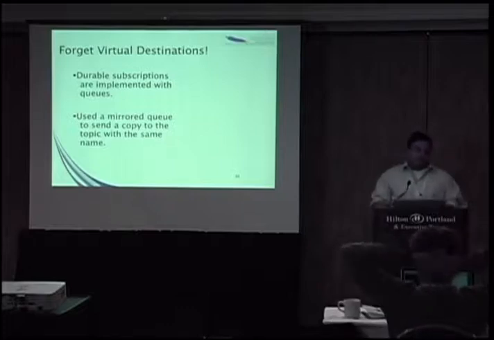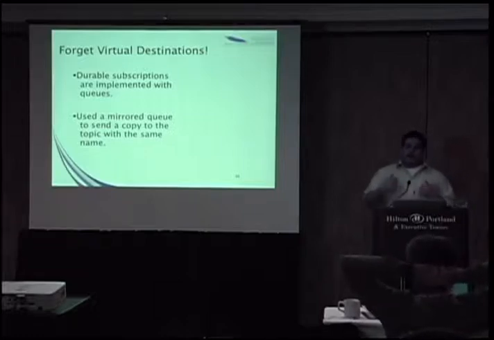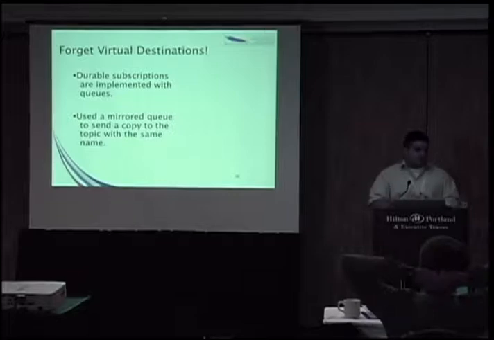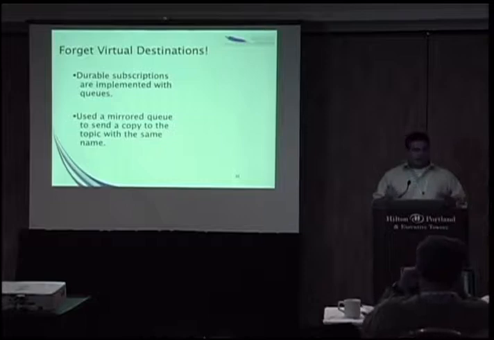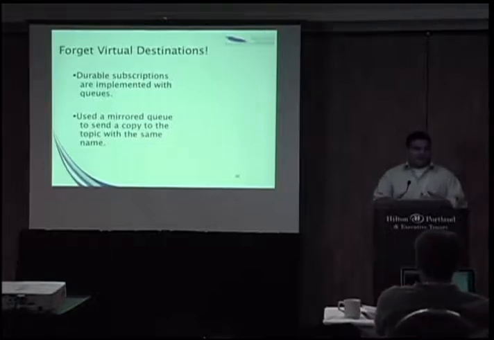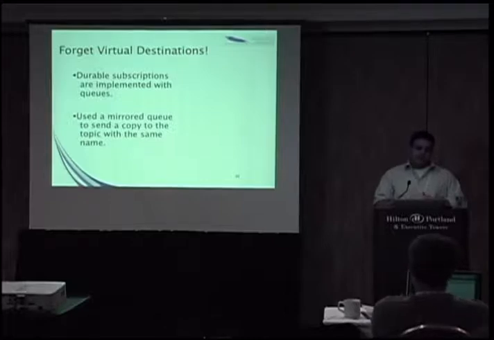Well, with Apollo, you can forget about that, because the way we implement durable subscriptions is we actually do use queues to implement them, and you can subscribe to a durable subscription with queue semantics. You can have multiple consumers against this durable subscription. You can browse a durable subscription. You can do all that kind of stuff. And then the other thing is that you can set up a queue to mirror every message that comes into it to a topic of the same name. And that's what we call the mirrored queue. So if you configure a queue to be mirrored, if it's called queue foo, whenever it receives a message, it'll replay that same message to a topic called foo. And off of that topic, you can do stuff like attach durable subscriptions too. So once you combine some of those things, you really don't need the concept of virtual destinations that ActiveMQ 5 introduces.